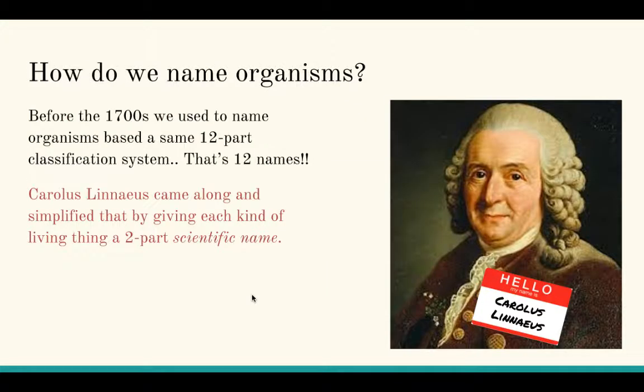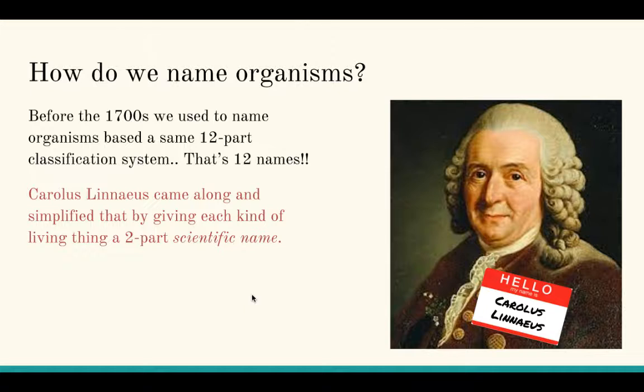Before the 1700s, we used a 12-part classification system, and scientists just used all 12 of those parts to name the organisms. Just kind of a very long name.